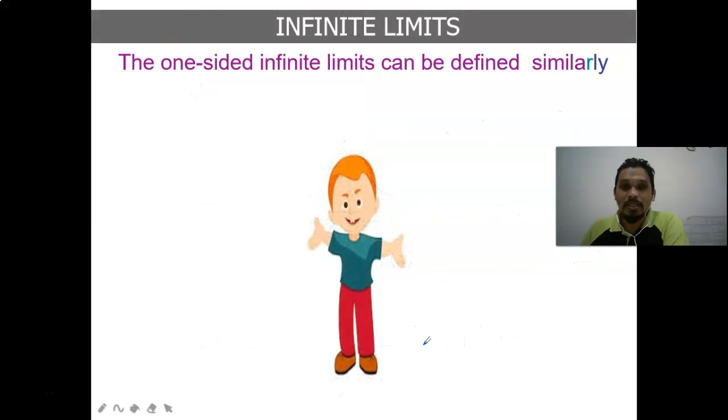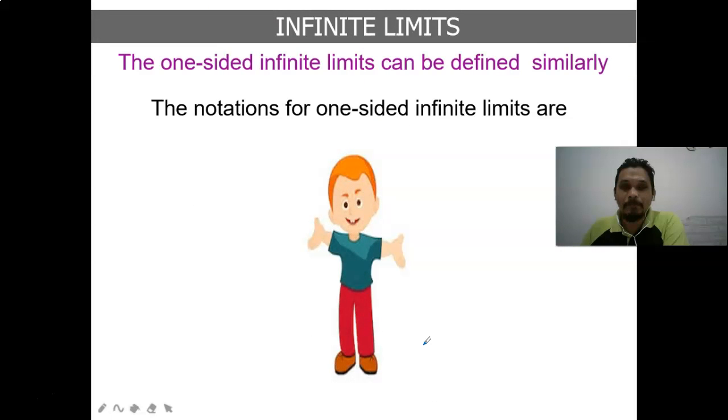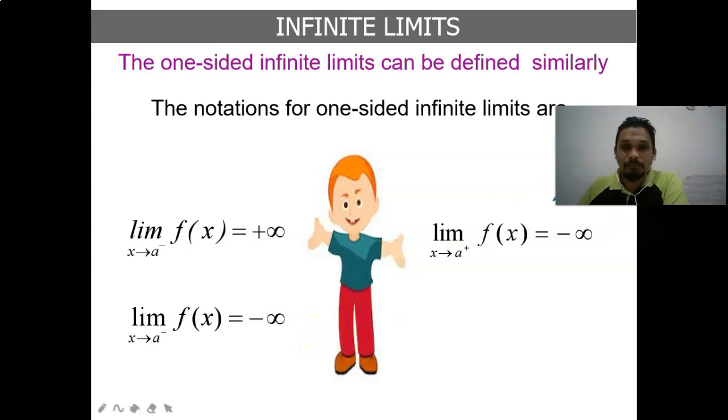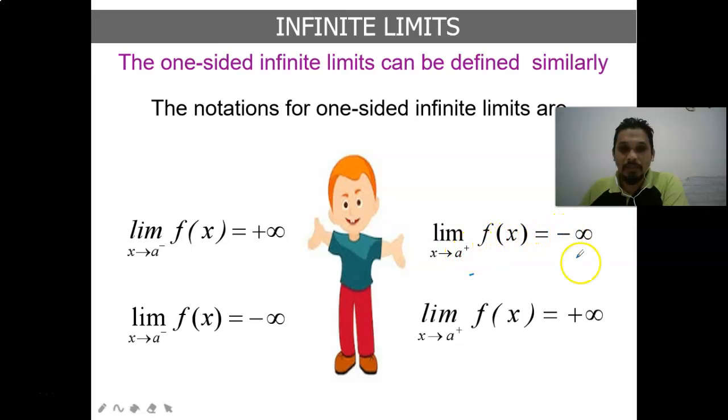So one-sided limits can be defined similarly. The notation of one-sided limits is: the limit as x approaches a from the left of f(x) equals positive infinity, and the limit as x approaches a from the left of f(x) equals negative infinity. Then these two, as x approaches a from the right side of f(x), equal negative and also positive infinity here. So these are one-sided infinite limits.